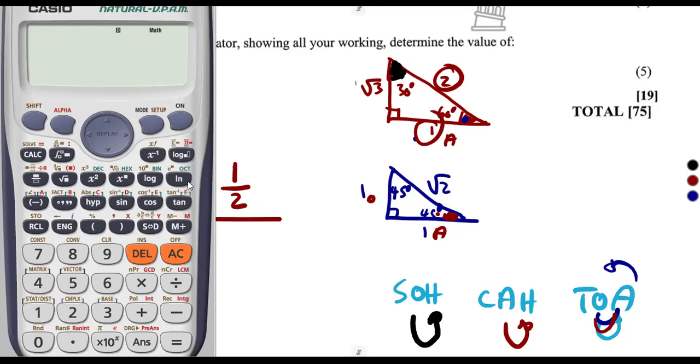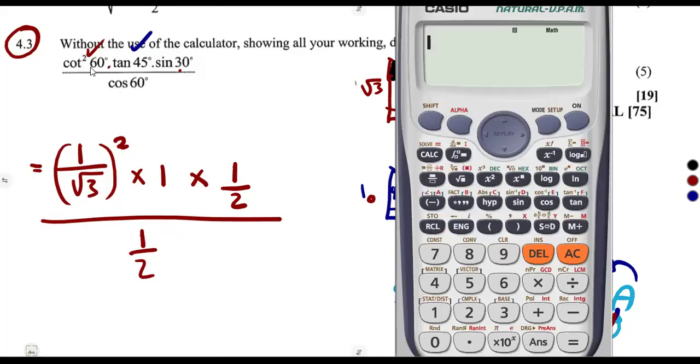Number 2. You were given, in this case, the cot of 60, which we said is going to be taken from 1 over tan. So simplify. What is tan of 60 degrees? There's nothing special there. Square root of 3. So you know it will be 1 over square root of 3. Simplify tan 45, guys. You see, you get the same answer as 1.